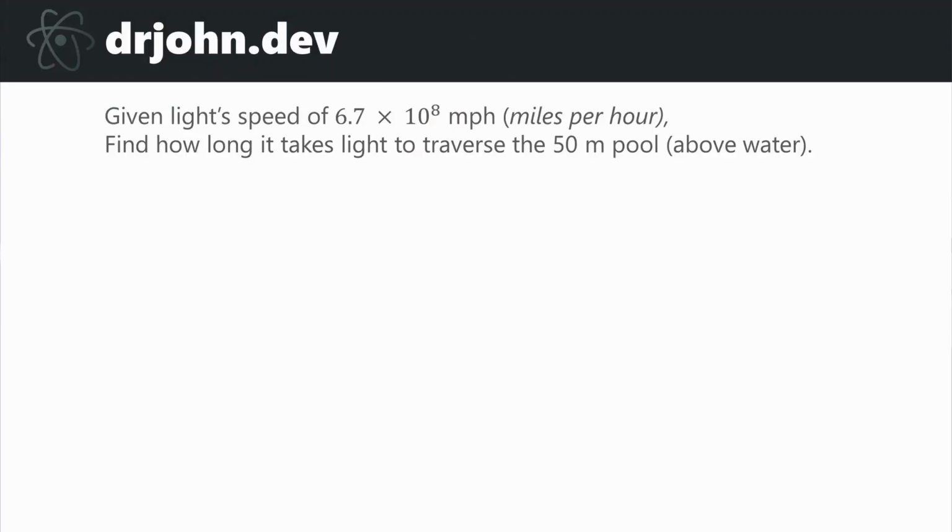For these scenarios, you must be able to systematically convert between units. Given light's speed of 6.7 times 10 to the 8 mph, or miles per hour, find how long it takes light to traverse the 50-meter pool above water. So first, how are speed, time, and distance related? By definition, speed is equal to distance divided by time.